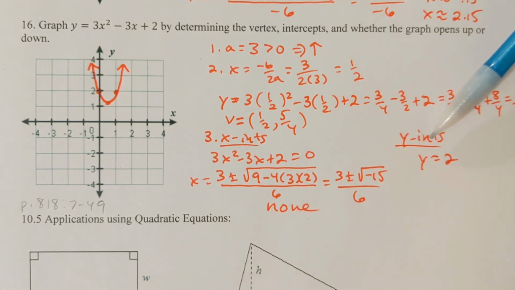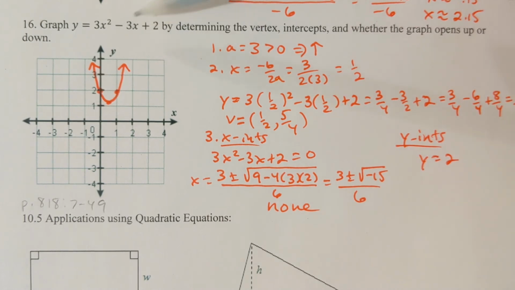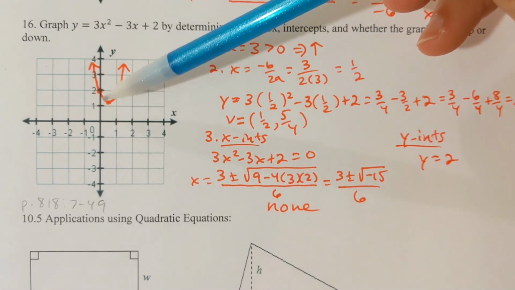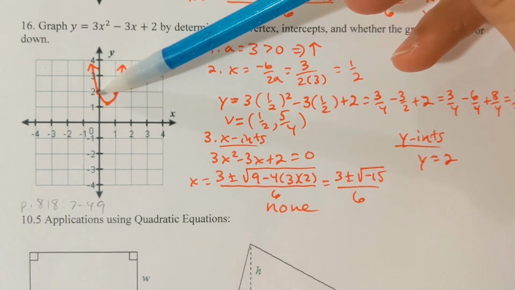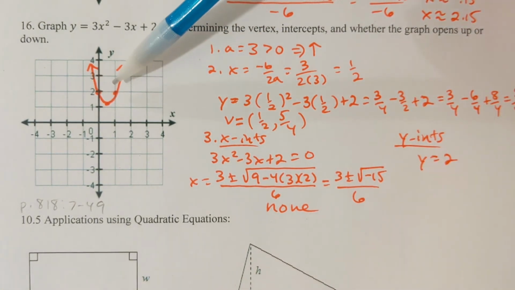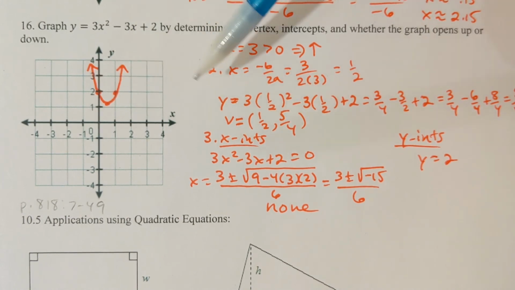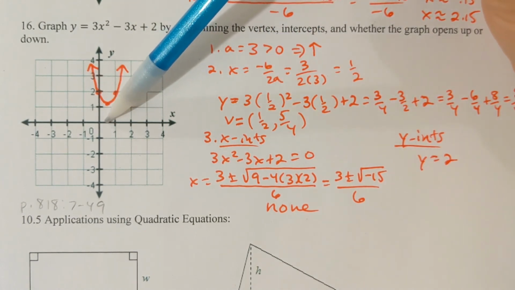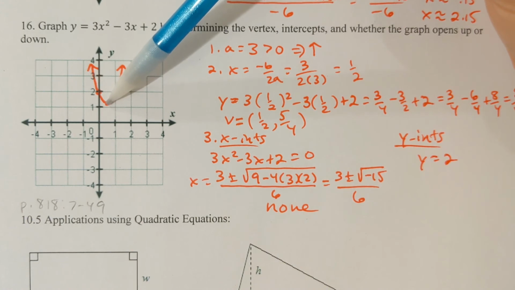To get the y-intercepts, I need to let x be 0, and when I plug 0 into the equation there, I get 2 in return. Okay, so 0, 2 would be the only intercept then on this graph, where it intersects the y-axis there. All right, so I'll go ahead and draw this. I'm drawing a parabola, it opens up. The vertex is at 1/2, 5/4, that's about right here.